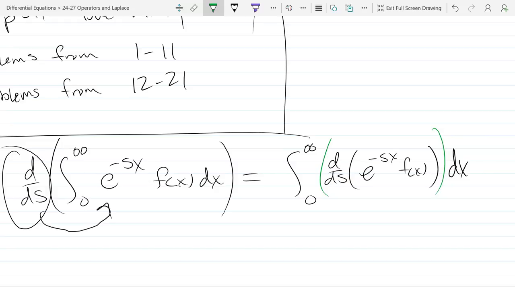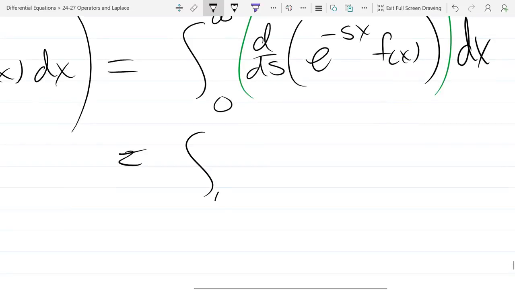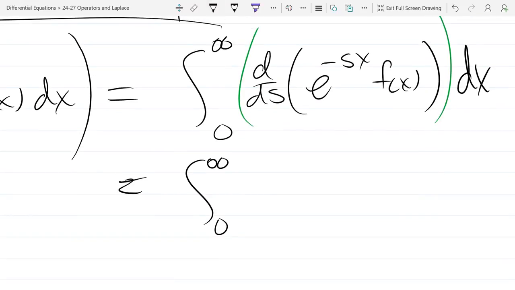So the derivative of e to the negative sx is negative s e to the negative sx. I'll copy down everything else, times f of x dx. Details. All right, so we have this. It would have been nice if there was an s so I could just bring that outside the integral, but that's not okay.